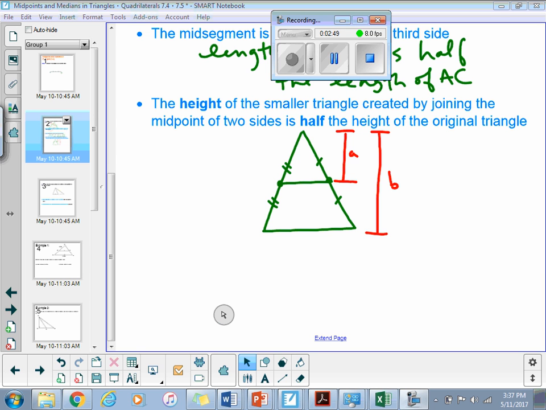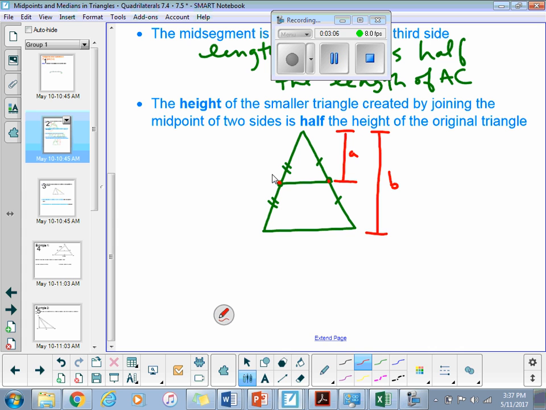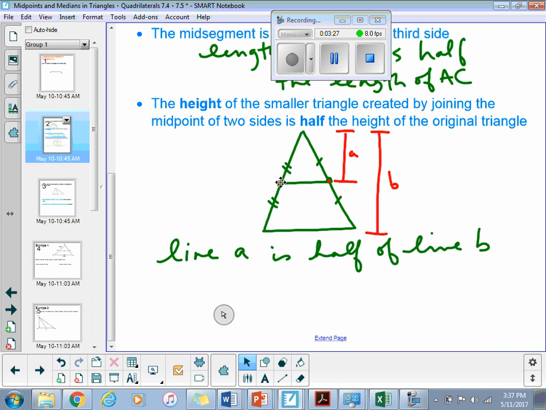All right, and the other thing to note about a mid-segment that will help you answer the questions coming up is this third point here illustrated with the diagram. This mid-segment here is going to create two triangles, one small and then one the original, so that the height of the smaller triangle, so if you look at the diagram, line A, that's going to be half the height of the larger original triangle. So line A is half of line B. So if B is 10 centimeters, then A is going to be 5.